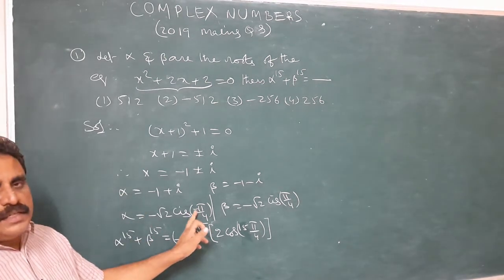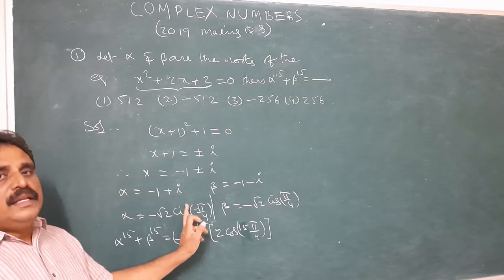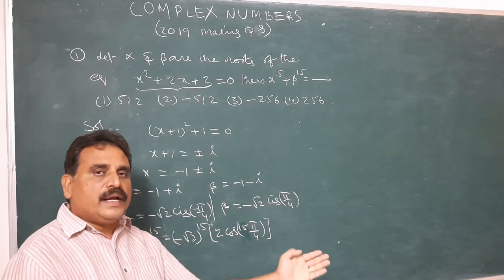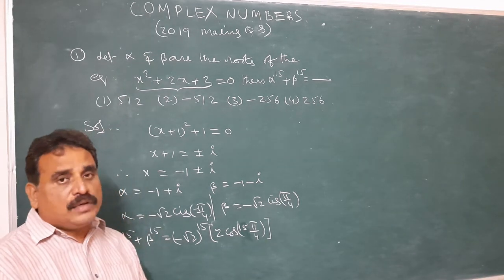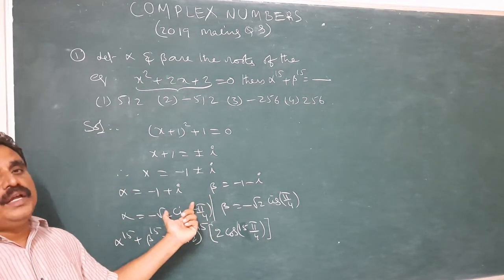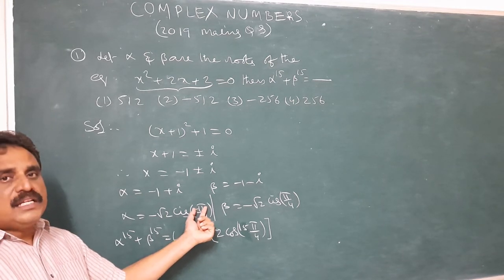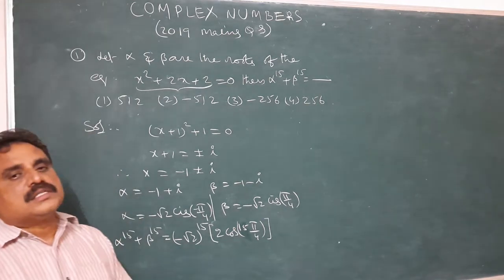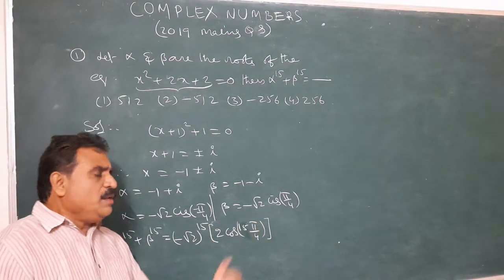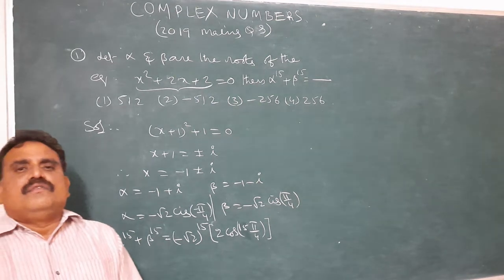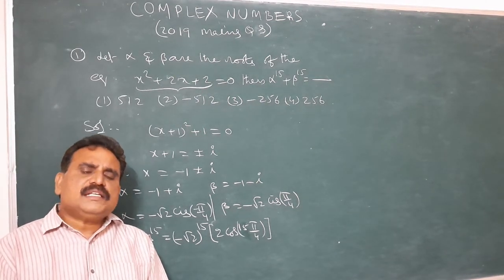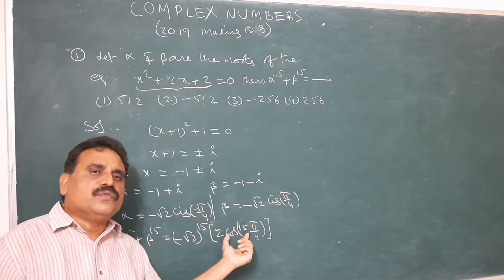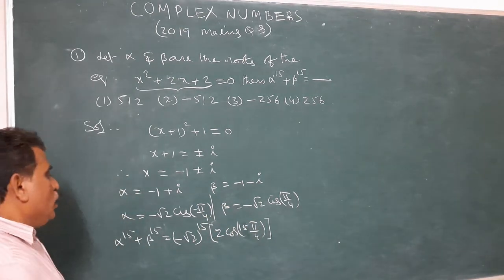Cis minus theta is cos pi by 4 minus i sin pi by 4, and here cos pi by 4 plus i sin pi by 4. Addition of these two, 2 cos pi by 4. Actually, this has power 15. So the angle becomes minus 15 pi by 4 and here 15 pi by 4. That's why we get 2 cos 15 pi by 4. Cos 15 pi by 4, that value is 4 pi minus pi by 4. Cos 4 pi minus pi by 4 is cos pi by 4. Cos pi by 4 is 1 by root 2.